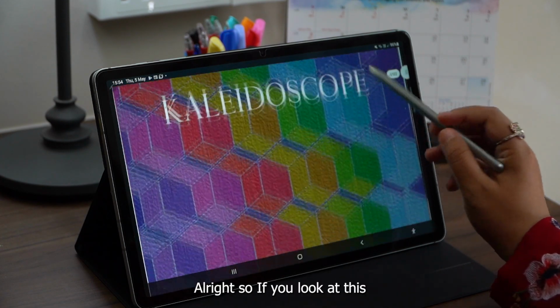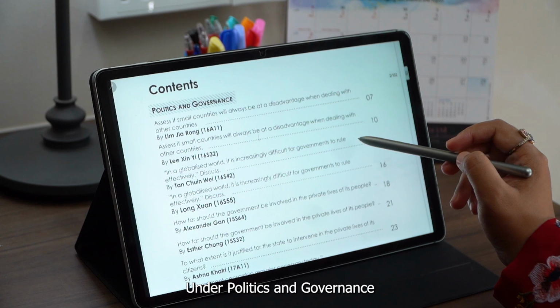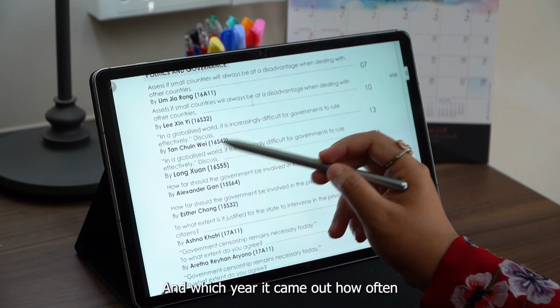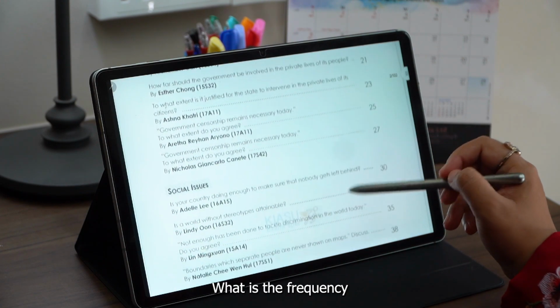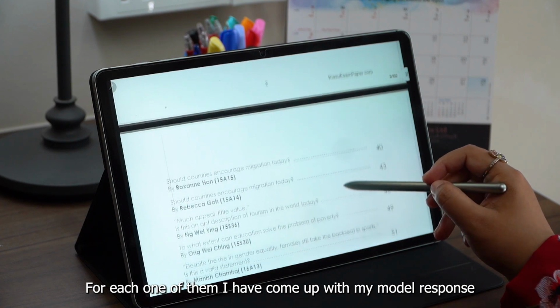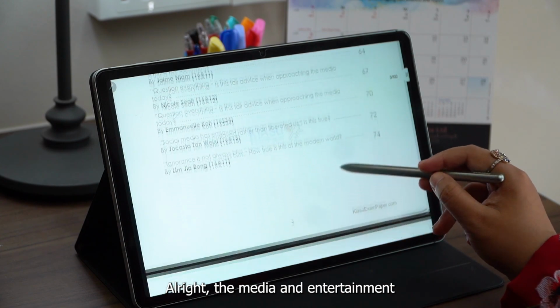All right. So if you look at this, under politics and governance, these are the questions that could come out. And which year has it come out? How often? What is the frequency? All right. And then for each one of them, I've come up with my own model response. All right. The media and entertainment.